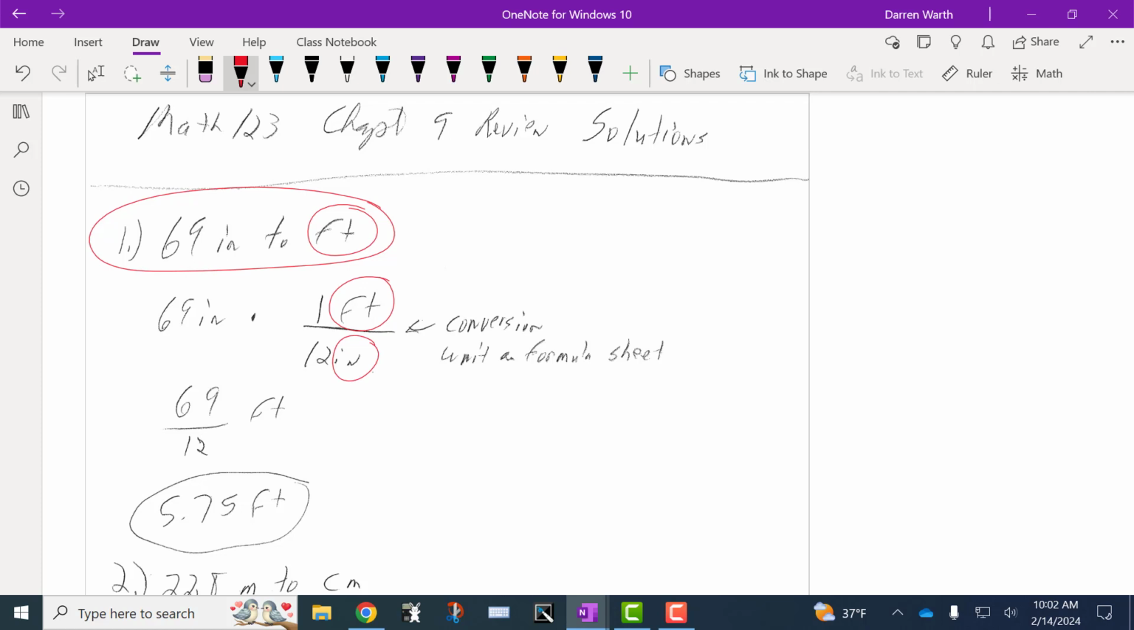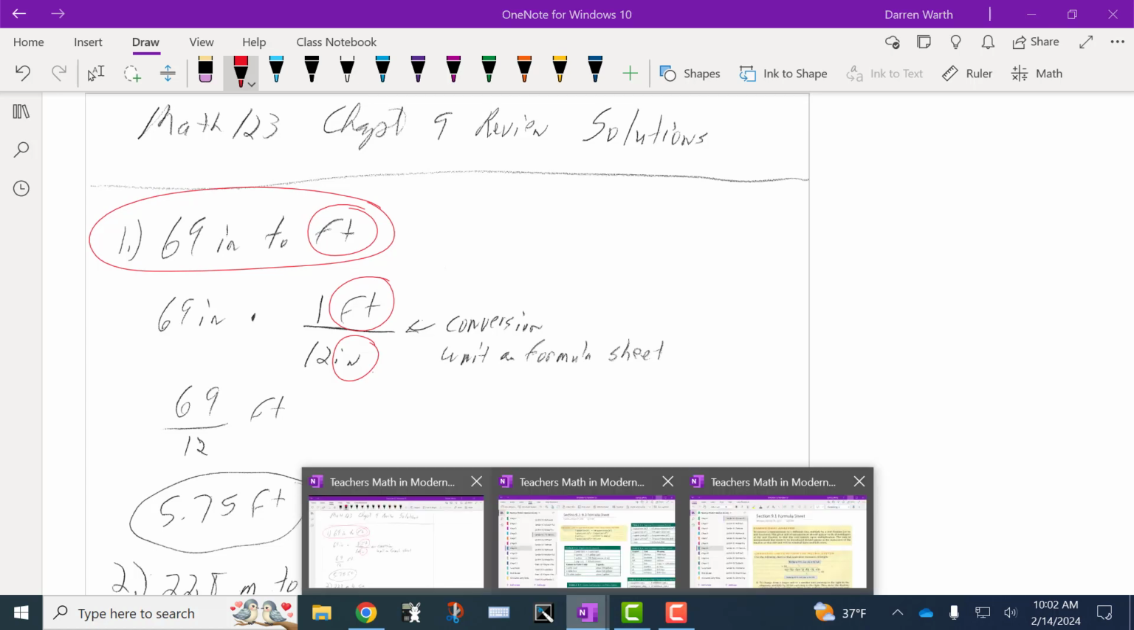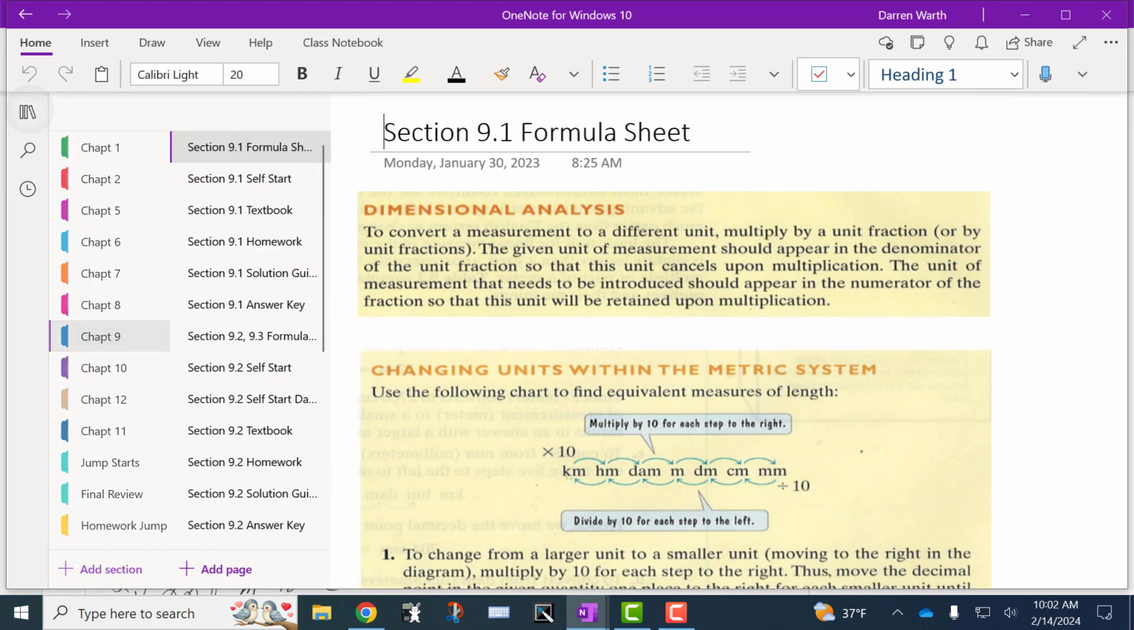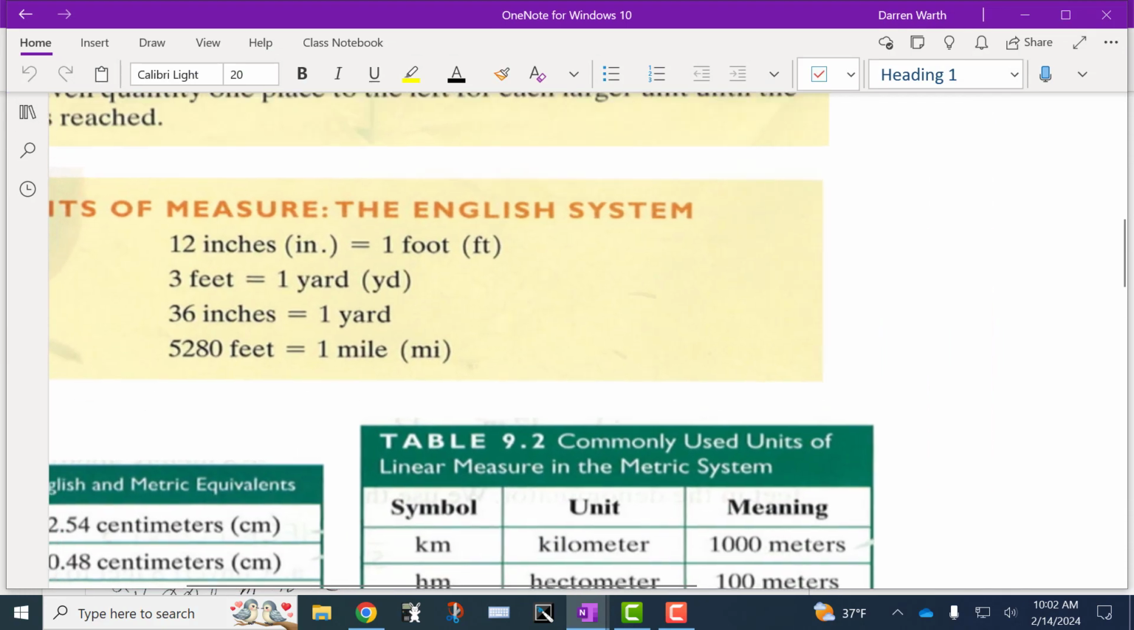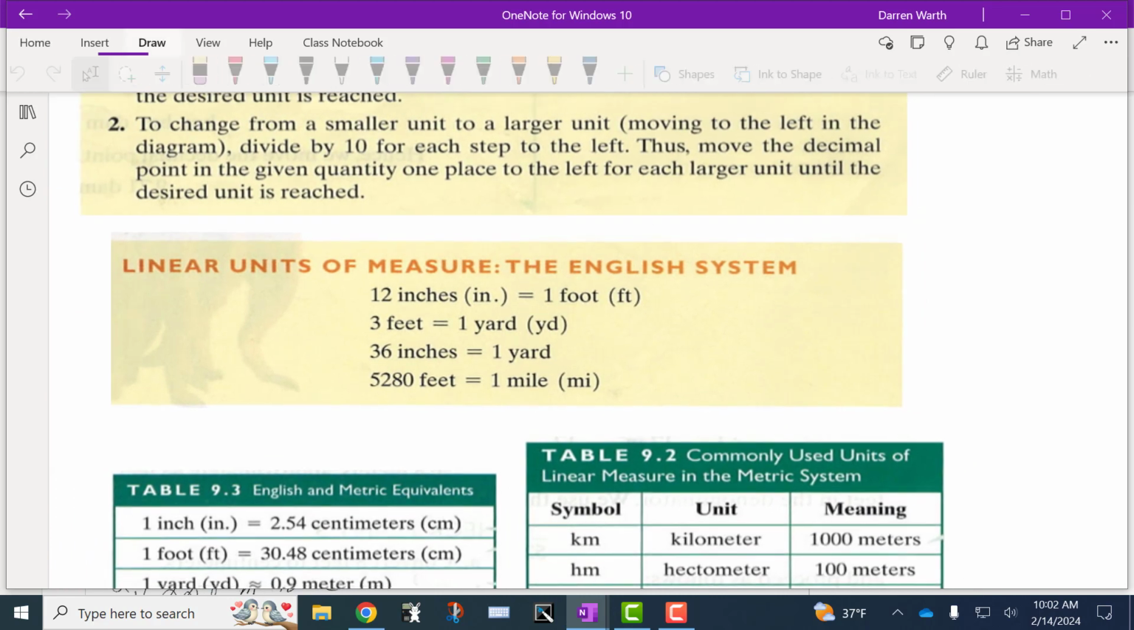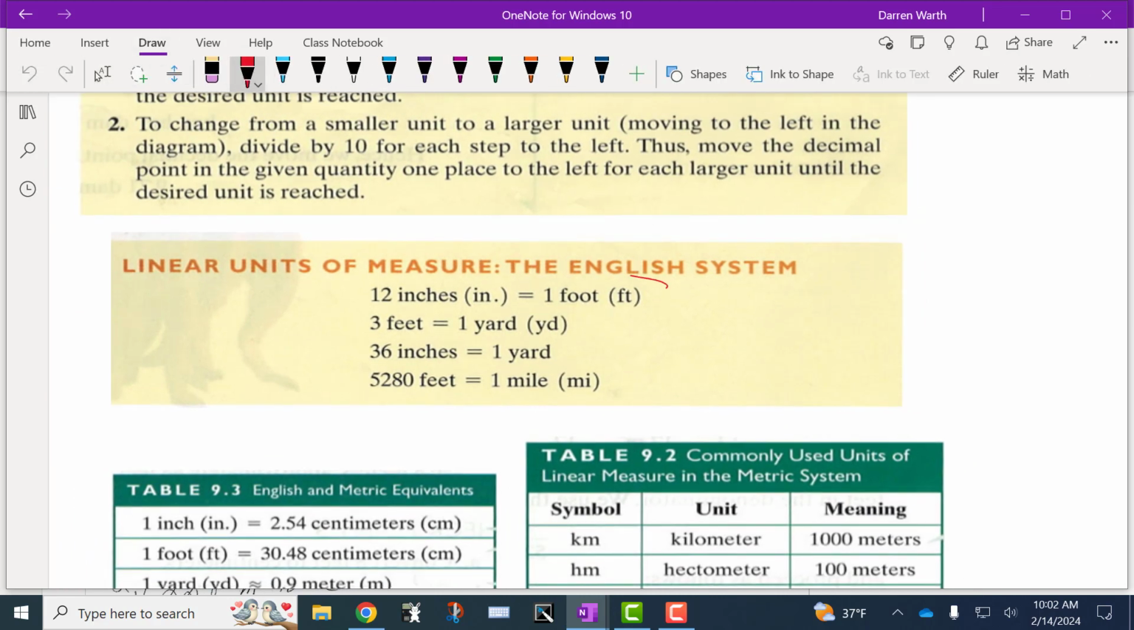Once I have that down, I'm going to go ahead and write in the conversion. So if you don't remember what the conversion is, you can just look at your formula sheet. And when you look at your formula sheet, remember you'll have this formula sheet on your test. You'll be able to use it. You're going to see right here, here's my conversion right here. My conversion says I've got 12 inches, all equals 1 foot.